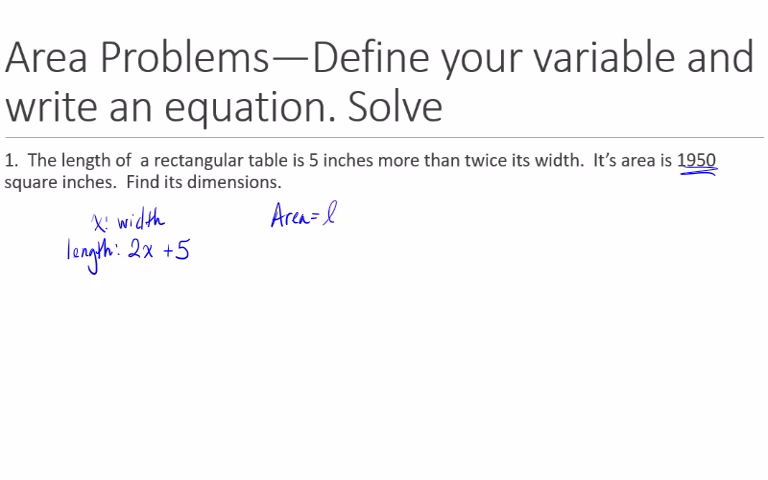equals length times width, right? So therefore, length times width, 2x plus 5 is the length times the width, which is x, equals the area, which is 1,950. So we can distribute. So we get 2x squared plus 5x equals 1950. We subtract 1950 from both sides to set one side equal to 0.